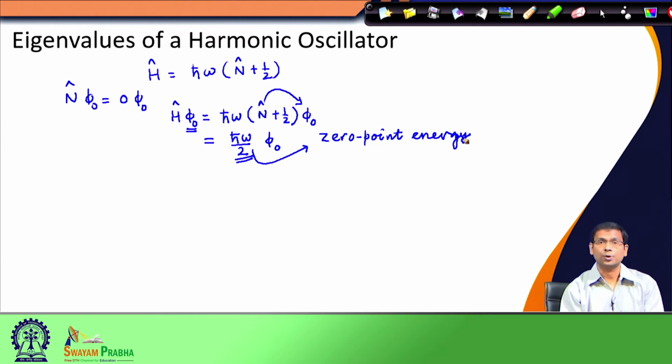This is known as zero point energy, the minimum energy value of a harmonic oscillator. Alright. Now, we know the lowest eigenvalue. What about the other eigenvalues?